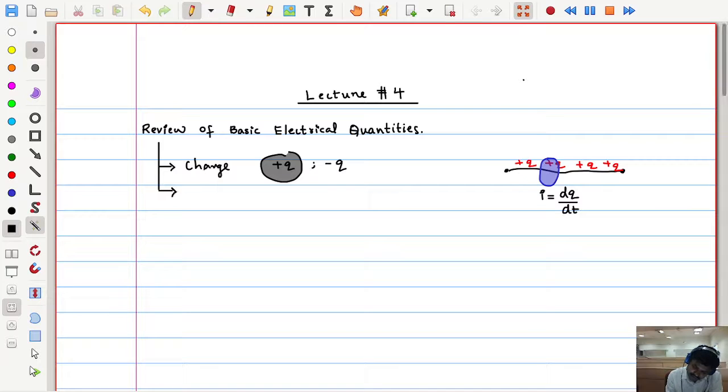The next basic electrical quantity is current. Current can be defined as the rate of charge flow, that is dq by dt. Units are amperes, whereas the charge units are coulombs.